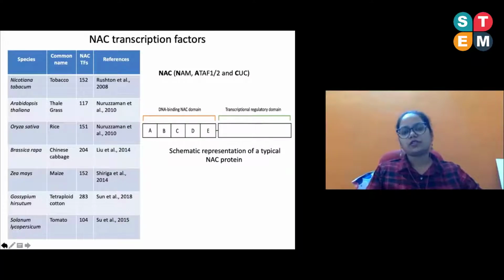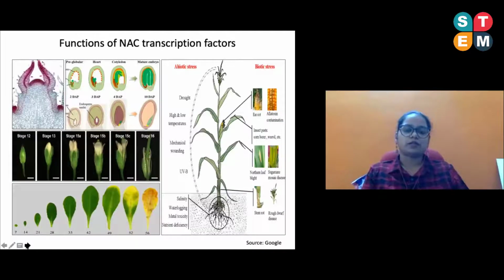These are one of the largest plant-specific transcription factor families with more than 100 members. Typically, they consist of two domains, a conserved N-terminal NAC domain and a C-terminal transcription regulatory domain. They are known to play an important role in various plant growth and developmental processes such as shoot apical meristem, seed development, flower development, leaf senescence, and also in environmental stress responses such as abiotic and biotic stress.